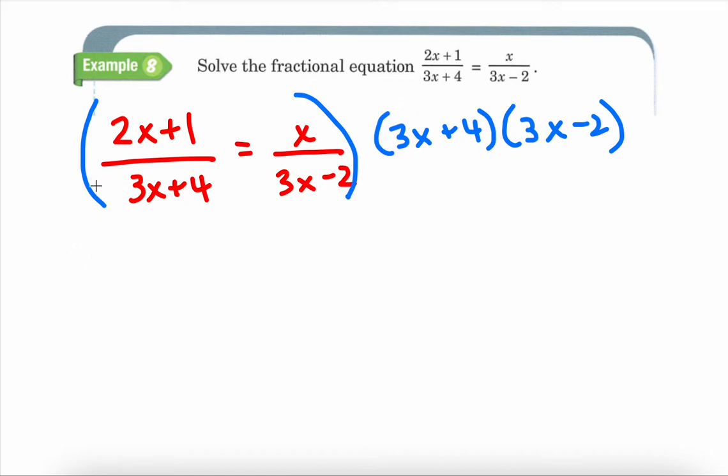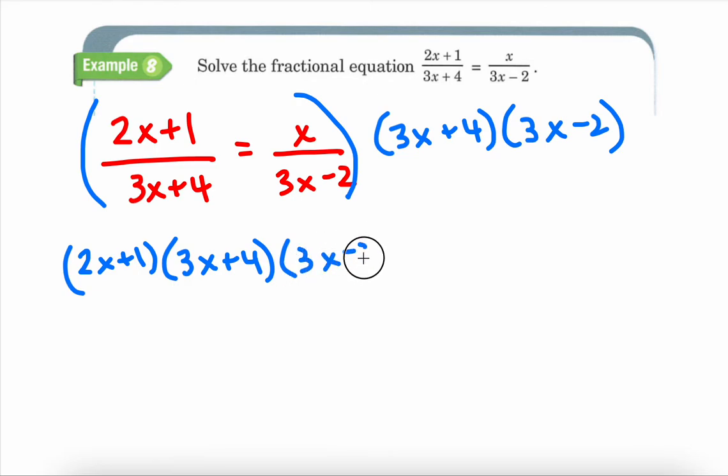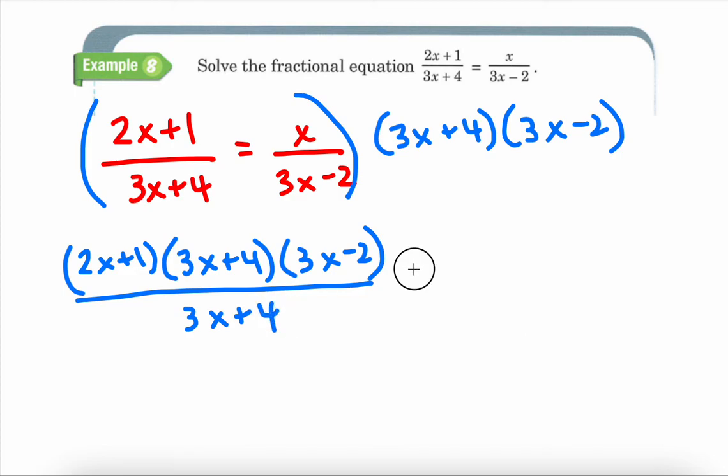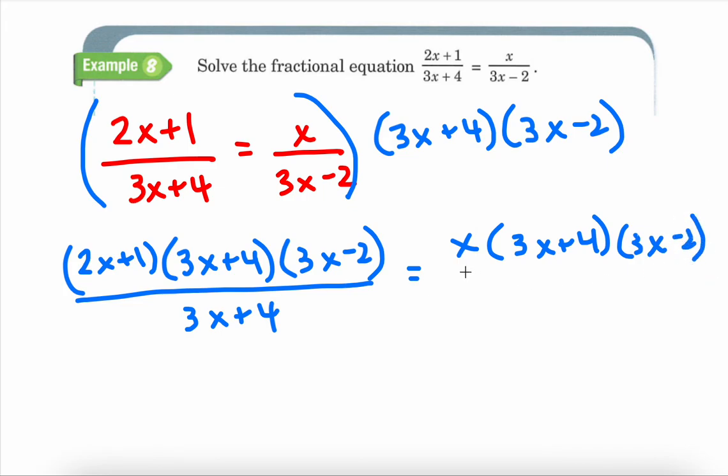So let's just rewrite what happens. On the left-hand side, 2x plus 1 will be multiplied, and remember, it's on the numerator, by 3x plus 4 times 3x minus 2, all over 3x plus 4. We'll simplify later. And then on the right-hand side, we have x times 3x plus 4 times 3x minus 2 over 3x minus 2.